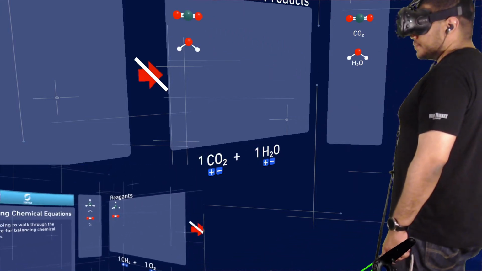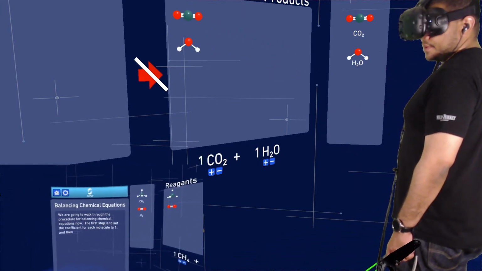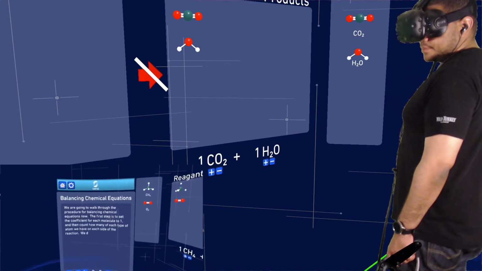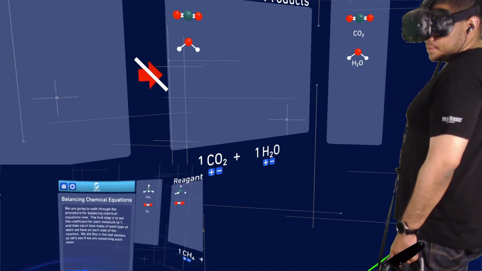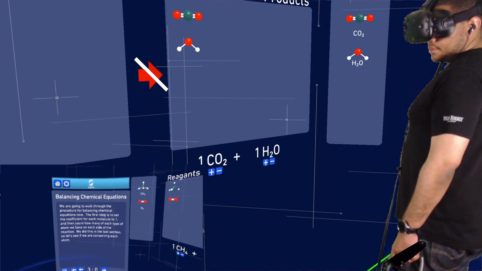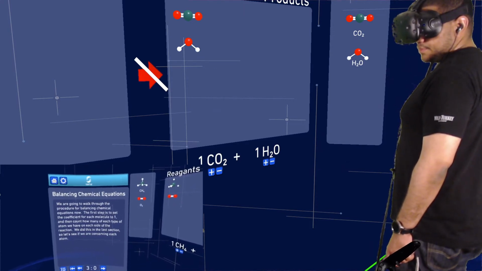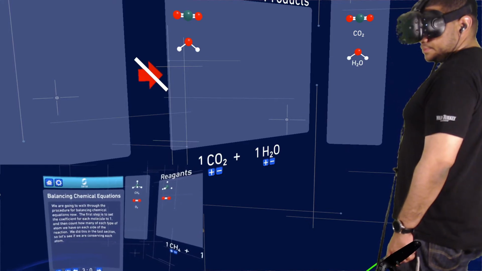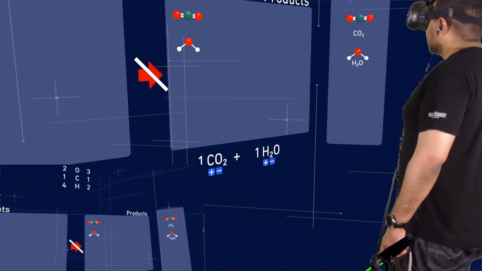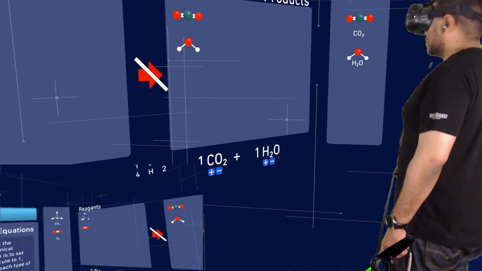We're going to walk through the procedure for balancing chemical equations now. The first step is to set the coefficient for each molecule to 1, and then count how many of each type of atom we have on each side of the reaction. We did this in the last section, so let's see if we're conserving each atom.